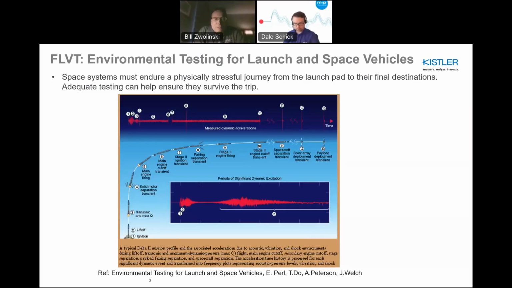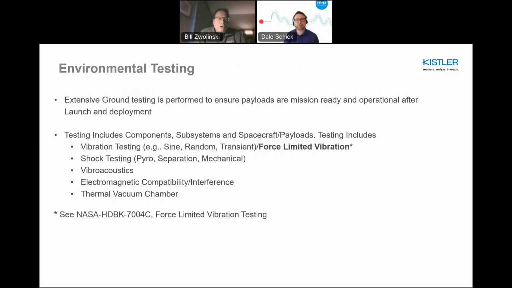Satellites and payloads undergo a really aggressive life during launch and deployment. And you can see here an author who wrote a very good article on environmental testing. It shows the various launch events, separation events, and so forth, and the various relative levels of vibration and shock that the payload has to endure.